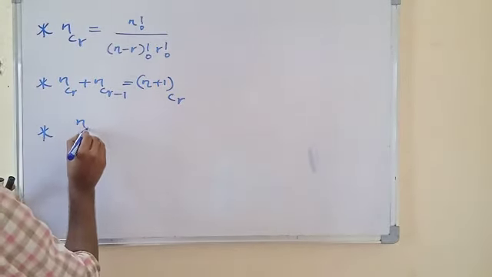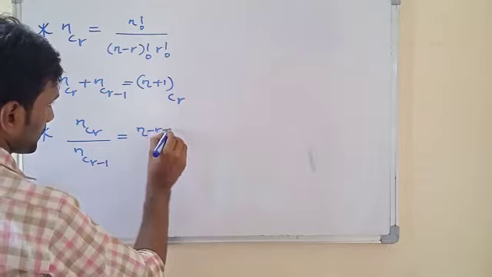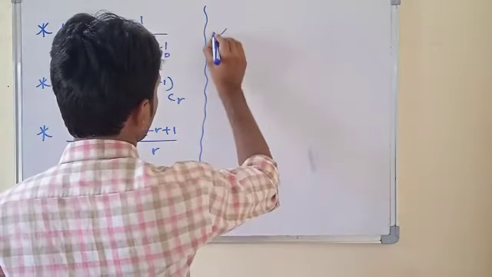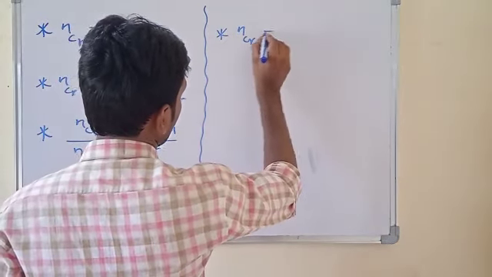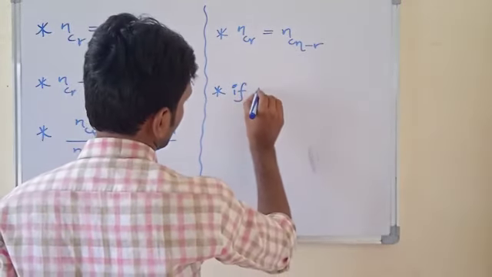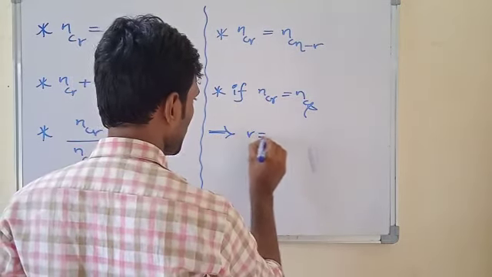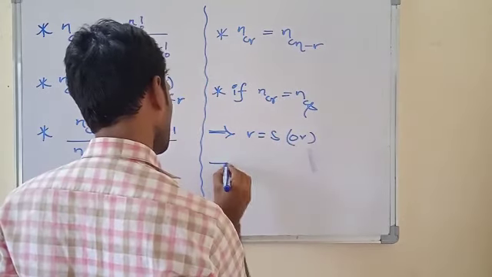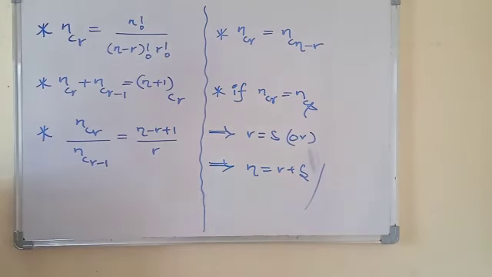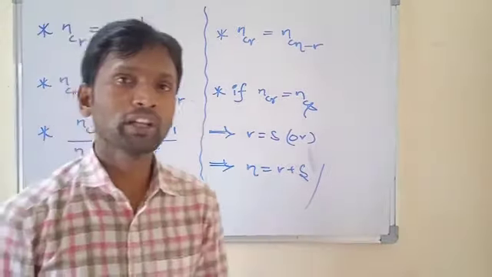Go to the third one. nCr divided by nCr minus 1 is equal to (n minus r plus 1) divided by r. Come to the fourth one. The value of nCr is equal to nC(n minus r). Come to the last one. If nCr equals nCs, then r equals s, or n equals r plus s. So these are the standard results of the binomial coefficients appearing in this chapter, binomial theorem.